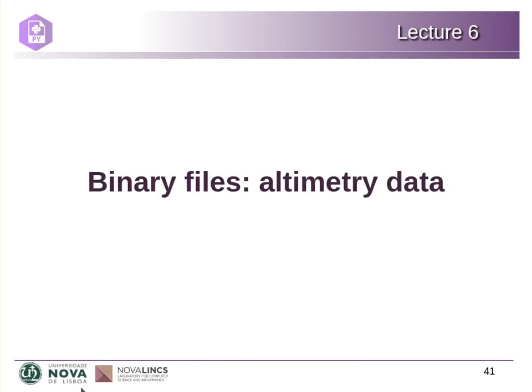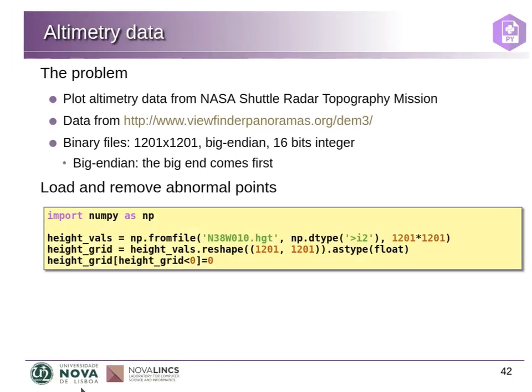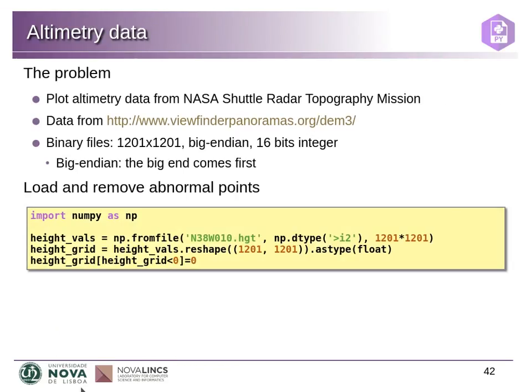Another problem that sometimes we have is to read data that is not in text files. Sometimes you have data from devices that is in a binary file. In this case we have data from the NASA Shuttle Radar Topography mission, which gives us matrices of 1201 by 1201 pixels or cells, which give the altitude of the ground in each cell.